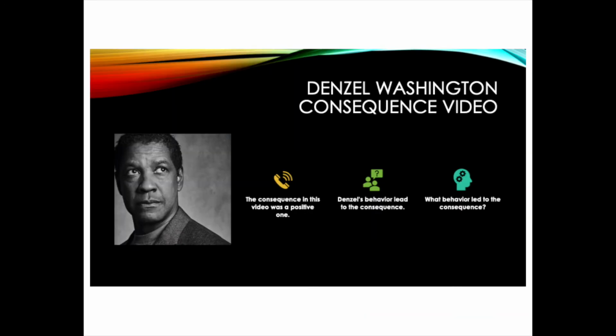So, if you couldn't figure it out in the video, Denzel Washington was winning an award for a part he portrayed in a movie. And so I would say that this consequence was a positive consequence. He got an award for essentially working hard. So the behavior that caused this consequence was him working hard and diligently to play this role well. So he had to rehearse, he had to memorize lines, he had to be a good person because he had to work with other people, but all of those things led to the positive consequence of him winning an award.